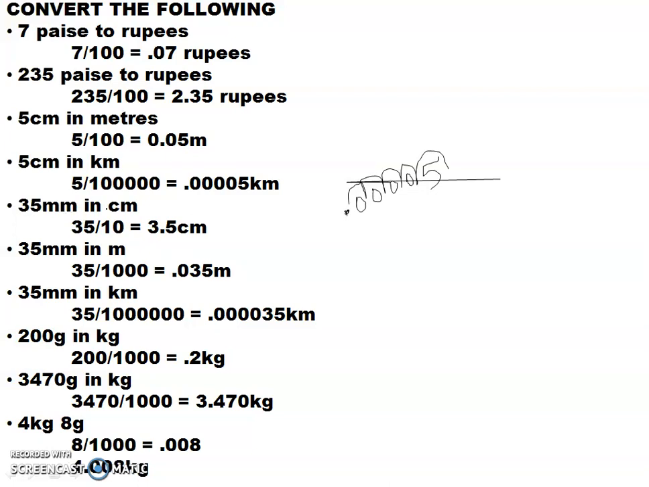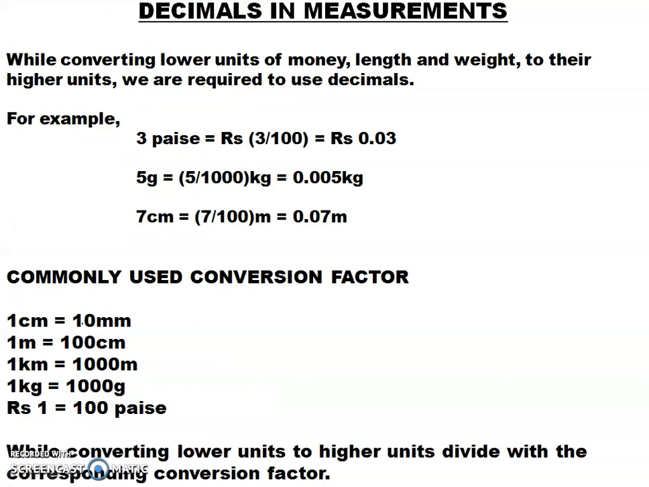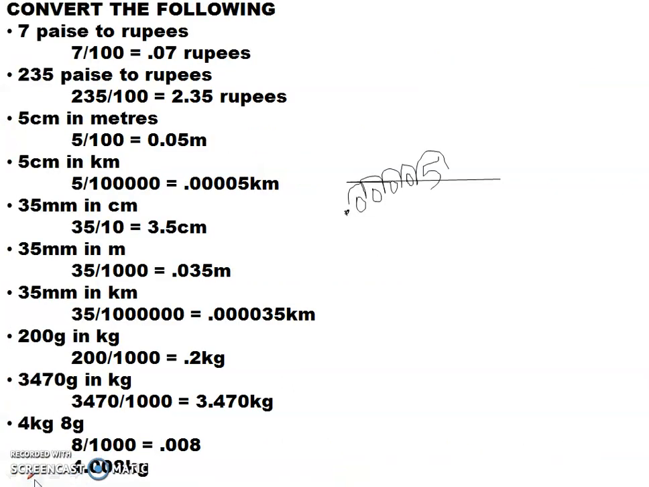Now, 35 millimeter into centimeter. That you know the conversion factor is 10. Now, 35 millimeter in meter. Again, we are going to convert the number which you don't know. Millimeter to meter. How many zeros? 1, 2, 3. 3 zeros are there. So, we'll see. 35 by 1000. Students, you should be very thorough with the conversion factors. Then only you can do this exercise.